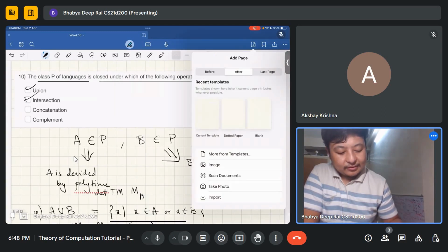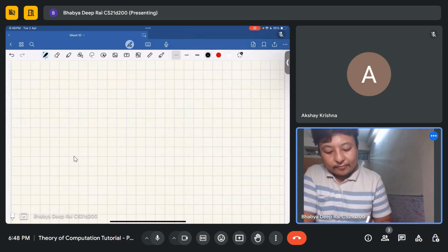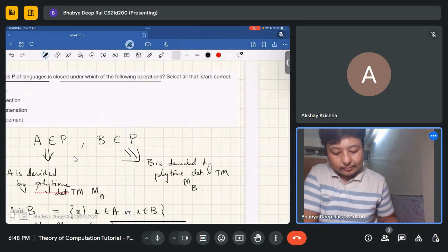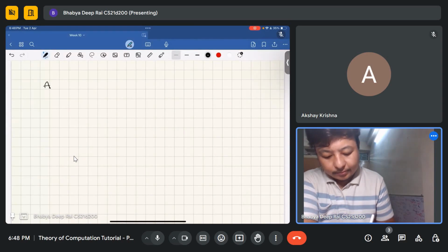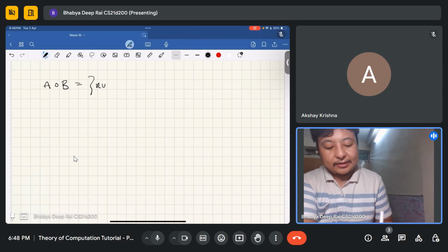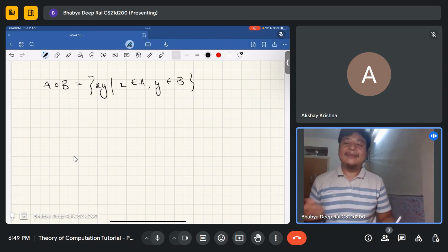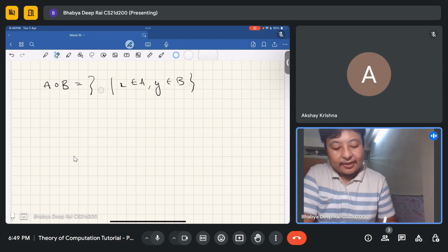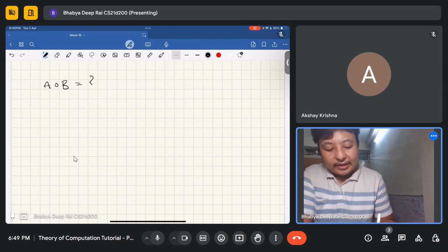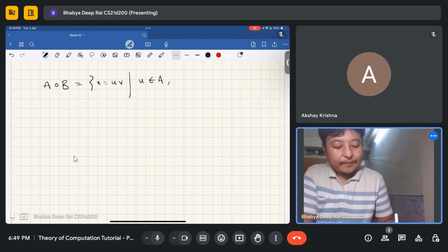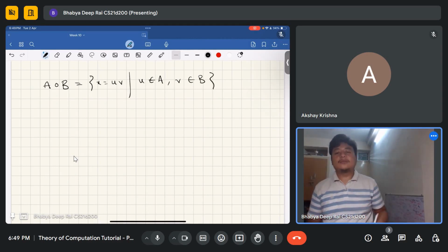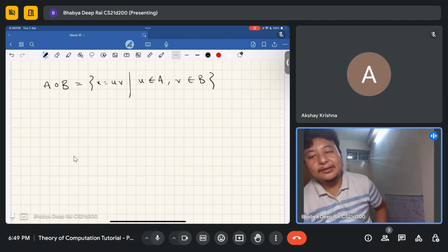Concatenation is the same approach. Concatenation. So A concat B is xy such that x is in A, y is in B. I'll write it as x equals uv such that u is in A, v is in B. It's a concatenation of two strings in different languages.